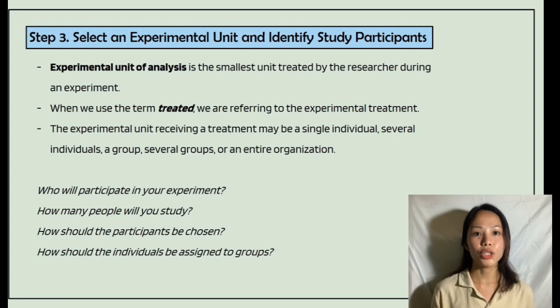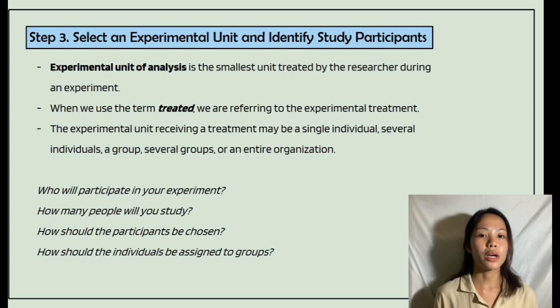Select an experimental unit and identify student participants. An experimental unit of analysis is the smallest unit treated by the researcher during an experiment. It refers to an individual or subject on which the measurements or observations are made in an experiment.